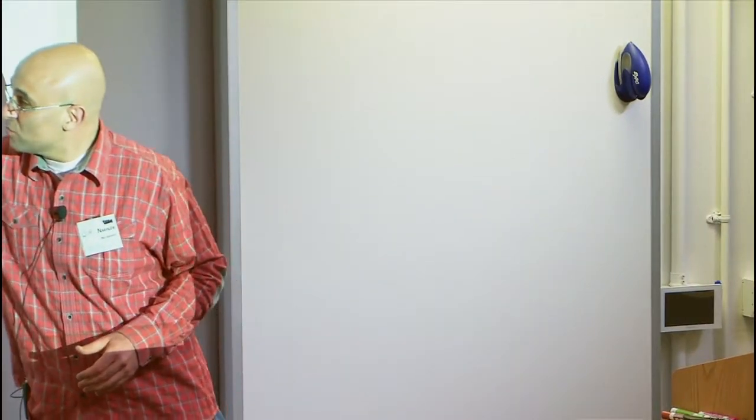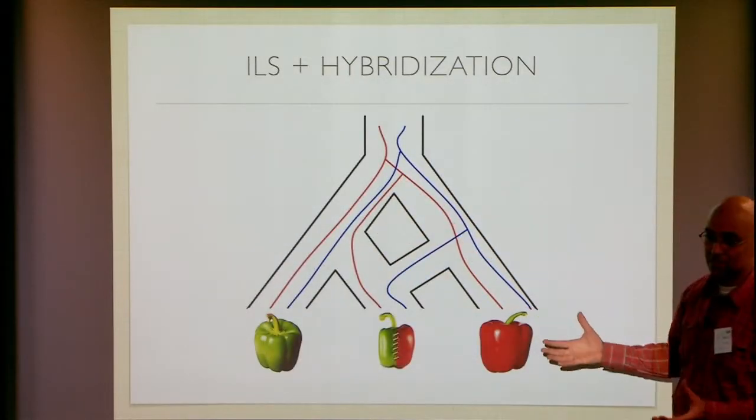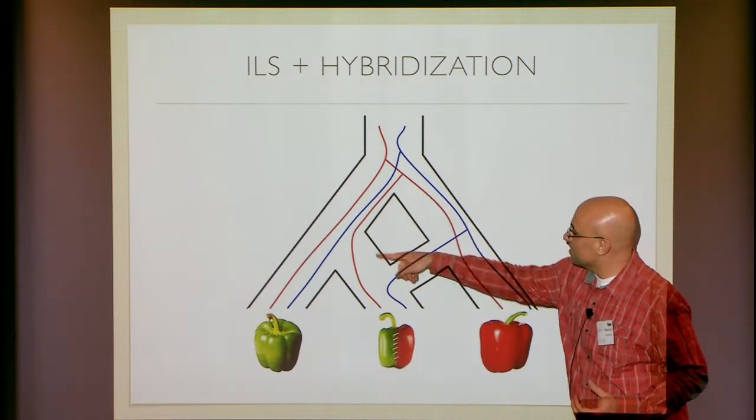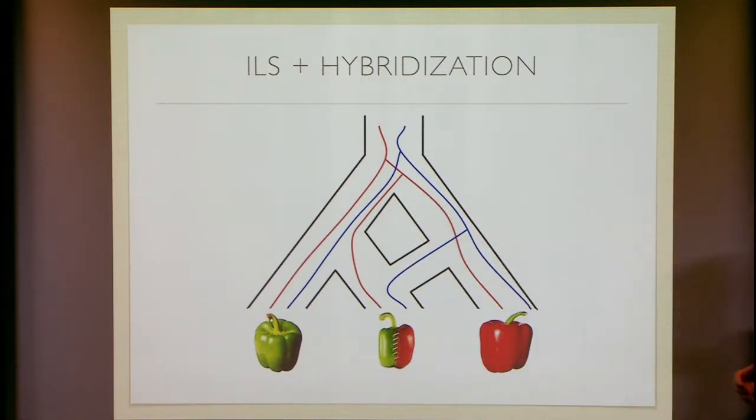But the problem is that if incomplete lineage sorting is happening at the same time as hybridization, then if you look at this gene tree, for example, and you strip out that network from the picture, you will see that this gene tree is actually giving us a similar shape to the blue gene tree. Okay? So here hybridization is happening, but incomplete lineage sorting is actually hiding or masking the signal for hybridization. So the picture gets much more complicated here.